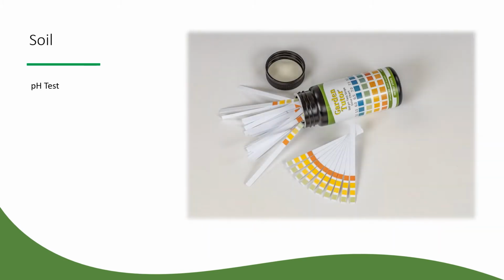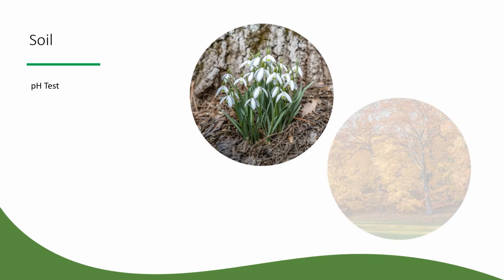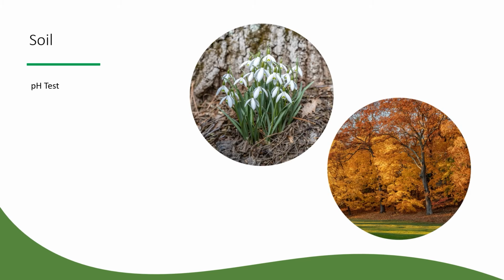We have included enough indicator strips for 100 tests, so you may want to test various parts of your site individually to see if there are variations within your garden. Spring and fall tests are useful too.